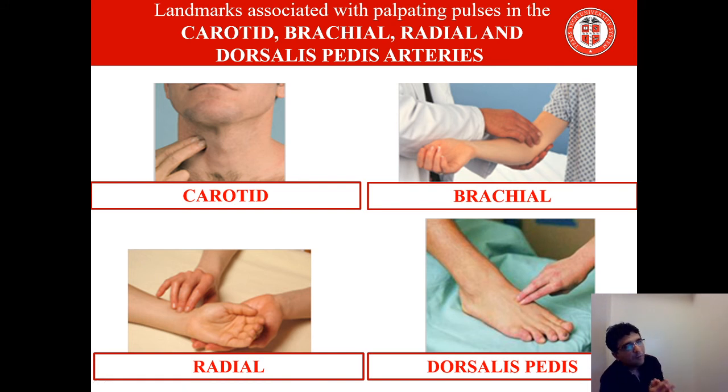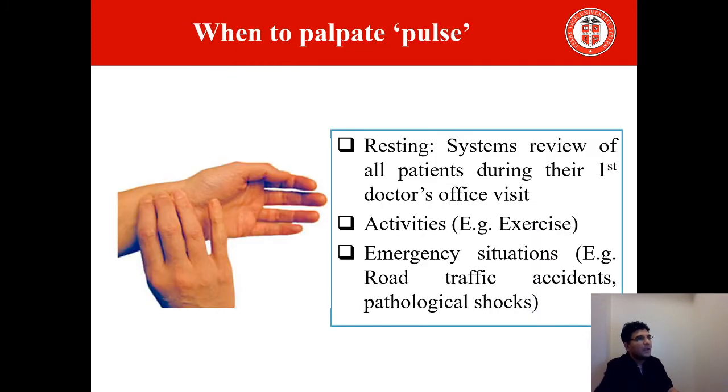Okay, so before moving on, let's summarize these four. You have carotid in the neck in the anterior triangle. You have brachial in the arm, in the antecubital fossa, just medial to the tendon of the biceps brachii. You have radial just near the hand. Try to identify the radial styloid process as the milestone. And in the foot, just try to identify the tendon of extensor hallucis longus in the first interdigital cleft and move lateral to the tendon to identify this artery.